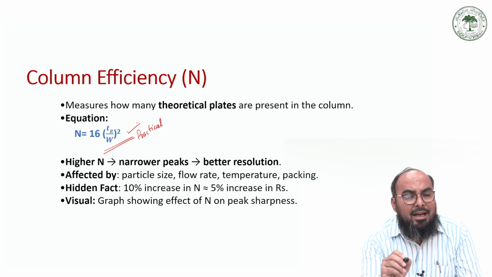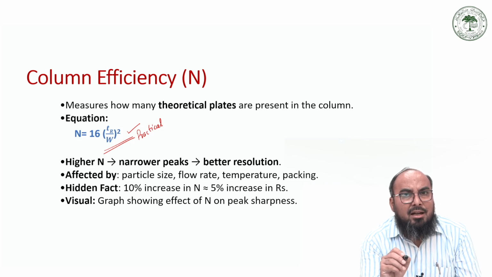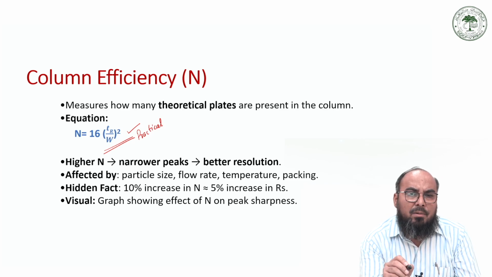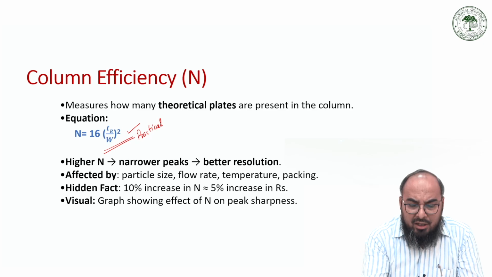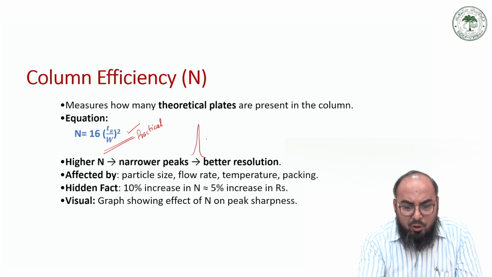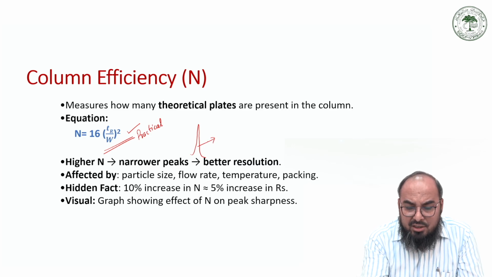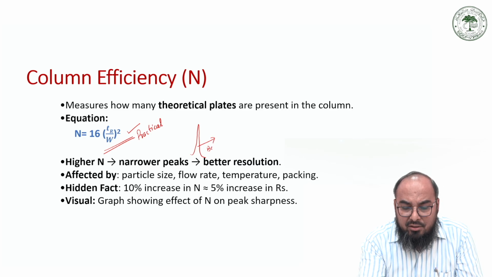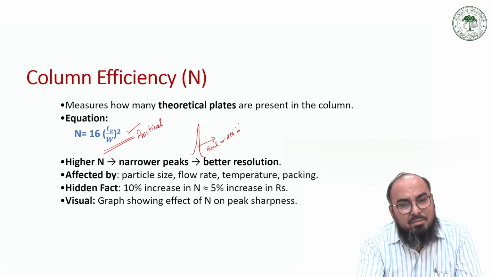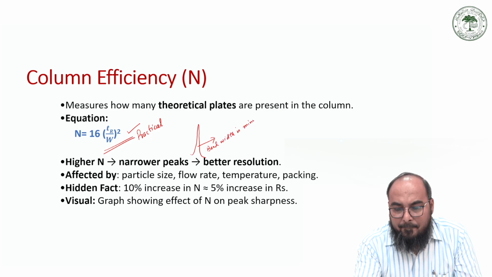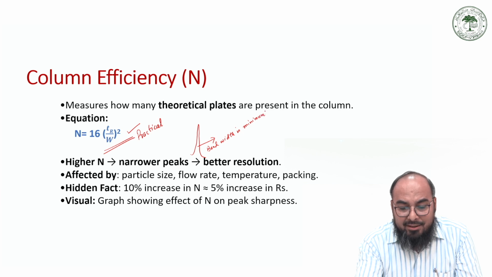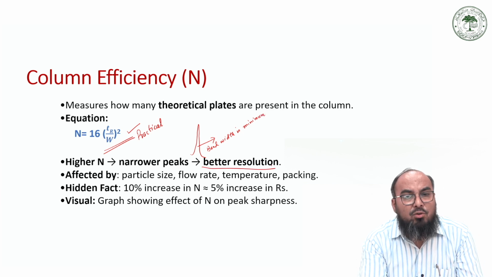So what actually N tells you, that the greater the number of theoretical plates, then we have narrower peaks. Narrow peaks means better resolution, because here the bandwidth is minimum, and that actually implies better resolution.